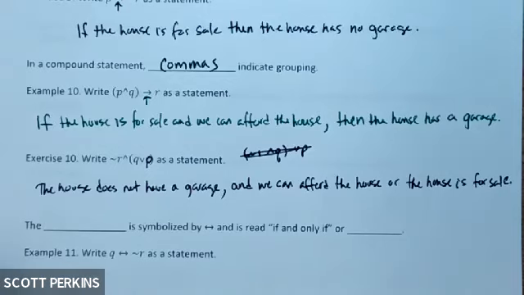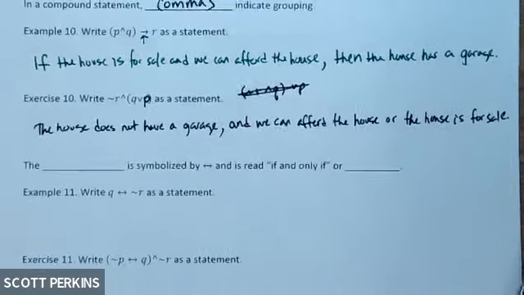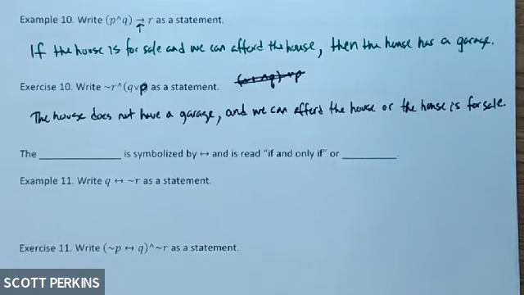All right. Well, we're almost done with all the writing. You're doing good. If you're massaging your hand there, make sure it's not cramping up. You're doing great. The last connective is called the biconditional.